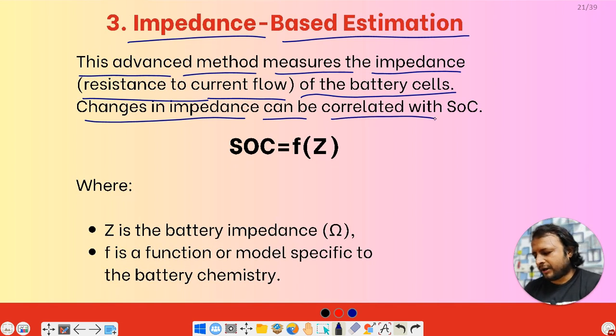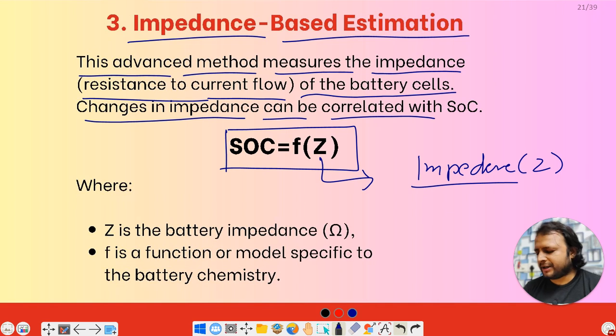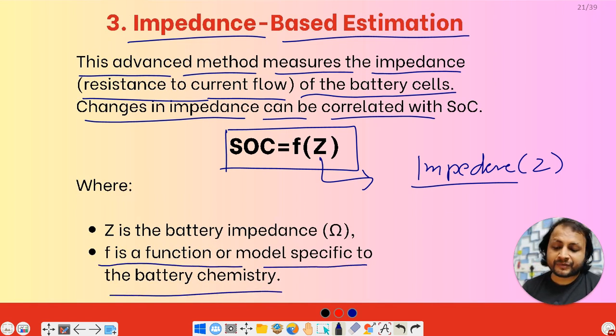See, if Z is what we are representing, Z is the impedance. So SOC is a function of impedance. If impedance changes, SOC will also change. So Z is the battery impedance and f is the function of the model, specific to the battery chemistry. And if you want to know how it is exactly working, just let me know. We'll go for a separate video for estimation of SOC.